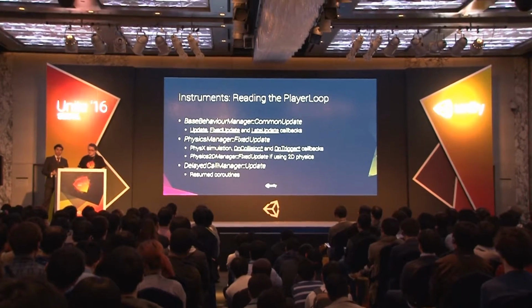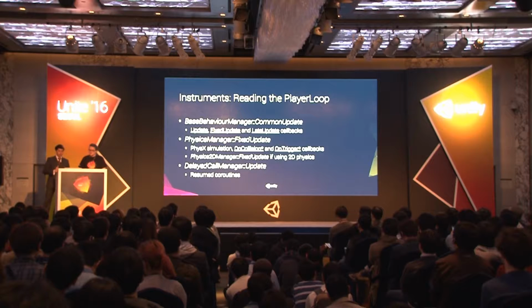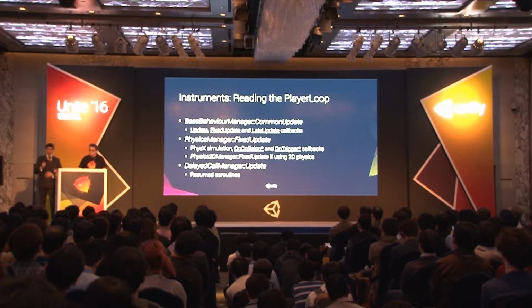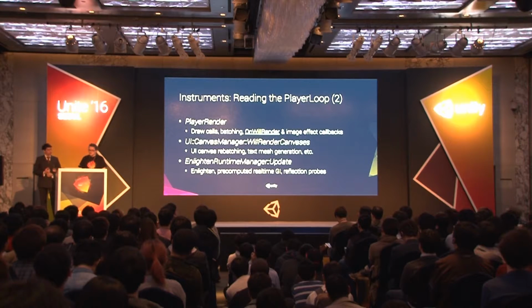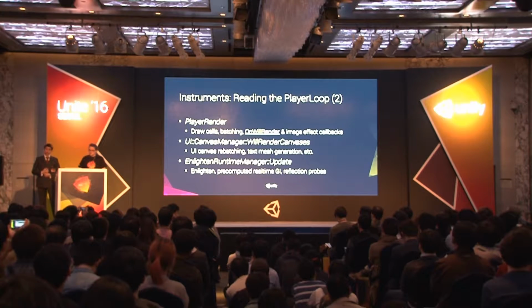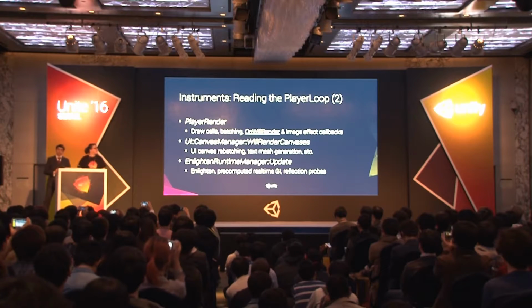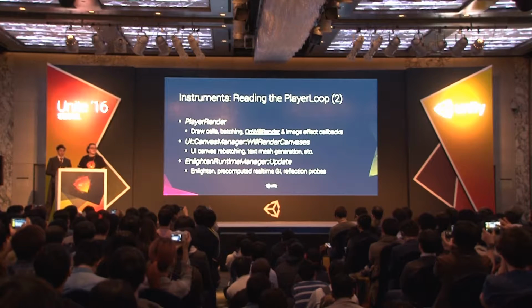This object runs coroutines. Now, coroutines are complicated. I will discuss them more very shortly. Fourth, player render. This is Unity's rendering system. Anything related to graphics runs here.